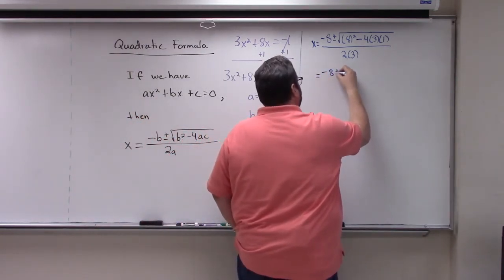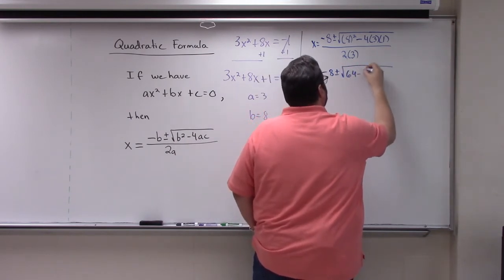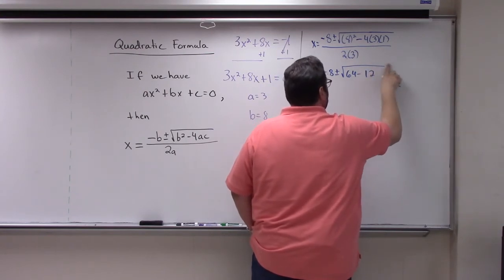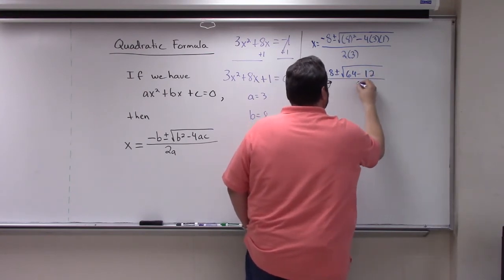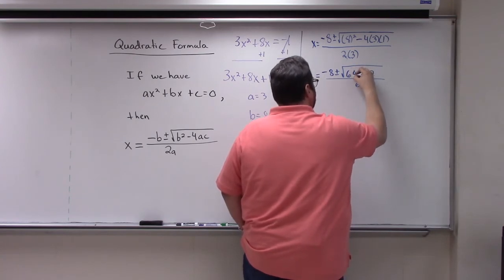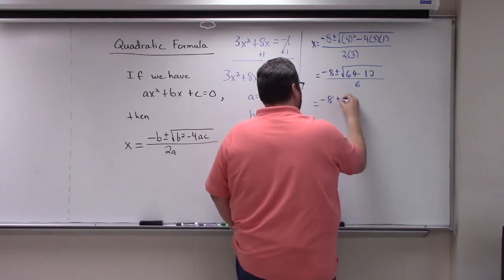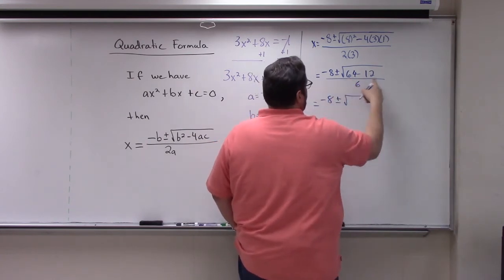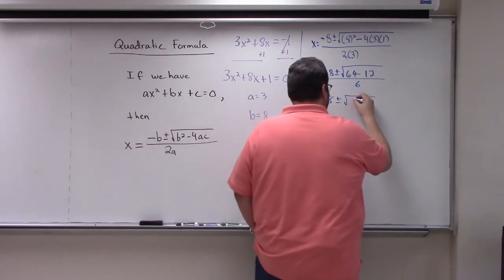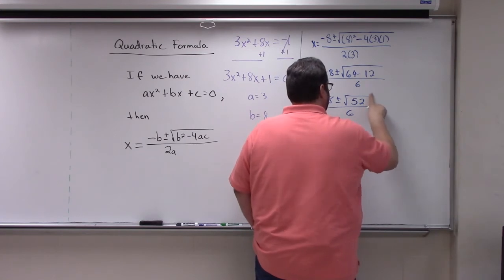-8 plus or minus the square root of 64 minus 4 times 3 is 12 times 1, so this is 64 minus 12 over 6. All right. -8 plus or minus. Well, 64 minus 12 is 52. So I've got 52 over 6.